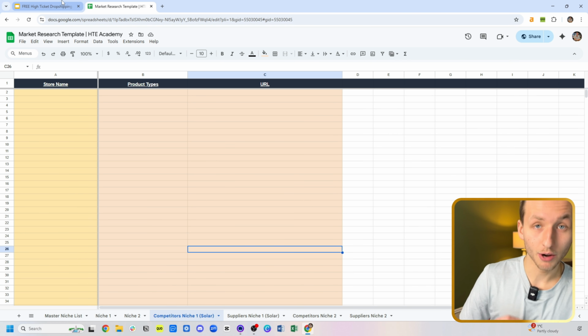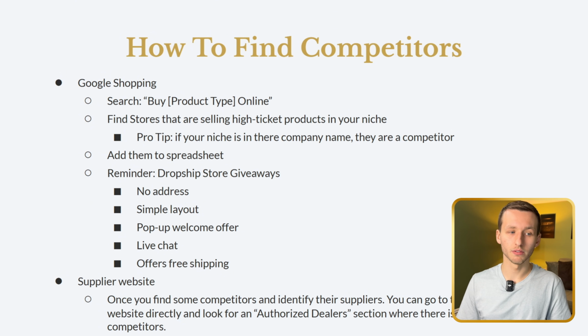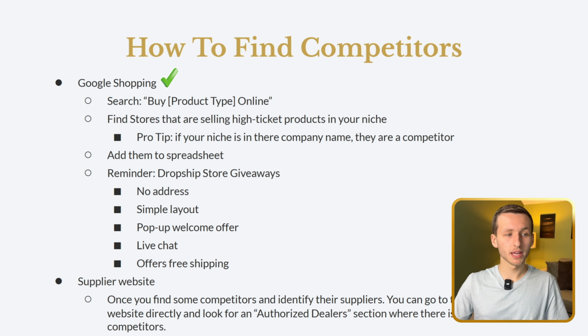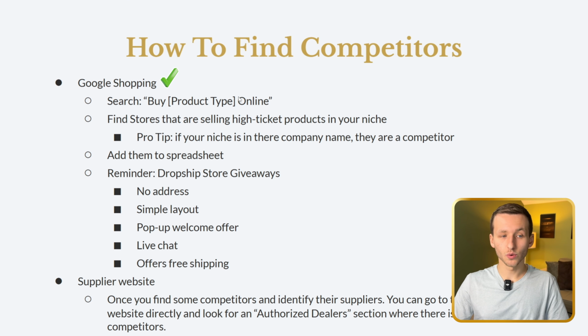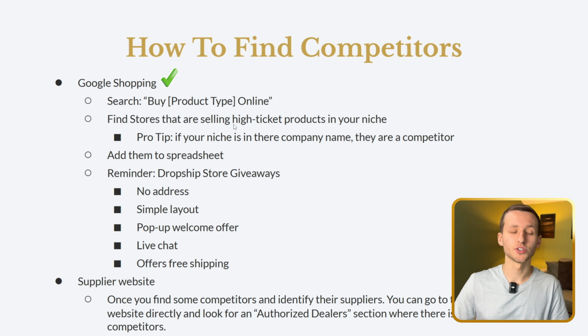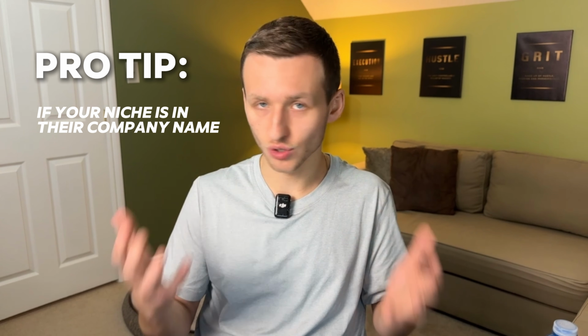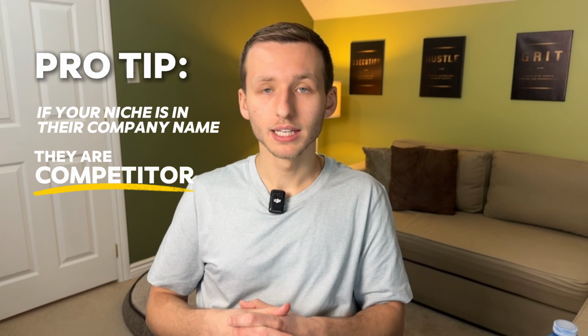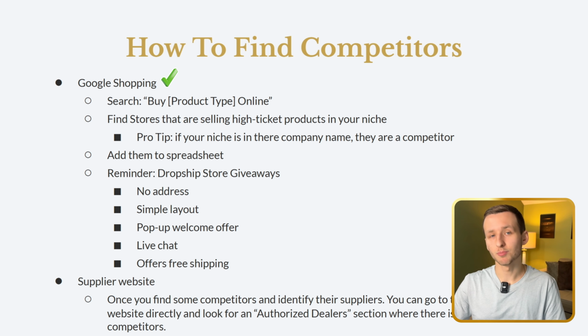All right. So how do we find competitors? We kind of already touched on this in Module 2, but we're just going to do a very quick deep dive again. Google Shopping, go to search. You're going to input the product type, in my case, solar panels online. We're going to find stores that are selling our high-ticket products in our niche. Quick pro tip, if your niche is in their company name, so if the name of our niche, in my case, solar or solar panels, is in the URL name, aka the company name, then 99.999% chance they are a competitor. All right. We'll add them to the spreadsheet.